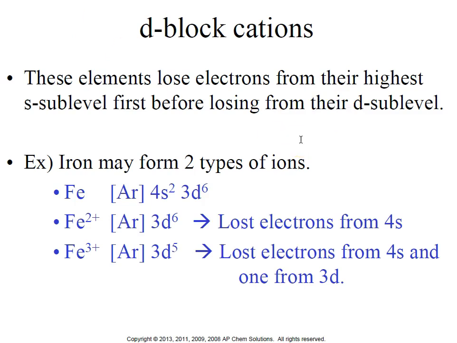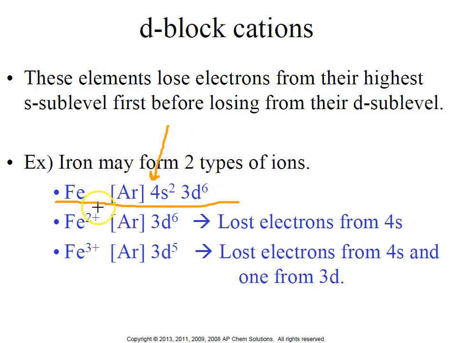In the D block, those transition metals are going to lose electrons from their highest sublevel first. So this is key when you're thinking about the charge of these transition metals. Remember that when we write their electron configuration, let's look down at iron. Iron's electron configuration is argon, then 4s2, 3d6. When the electrons fill the orbitals, they go into the 4s first and then into the 3d. But when they lose the electrons, they actually lose them from the highest level first, which is the 4s.